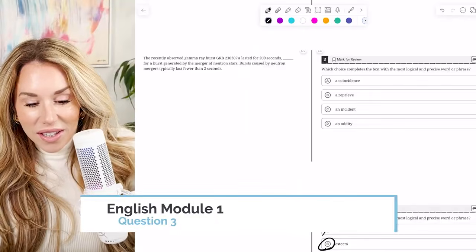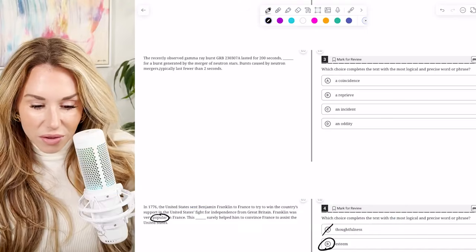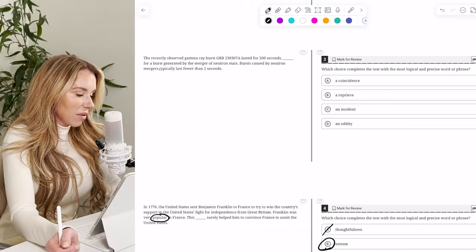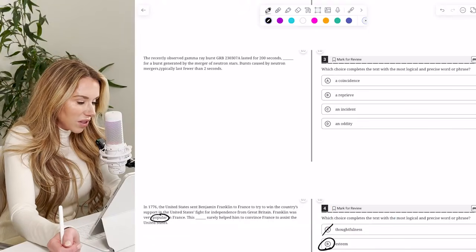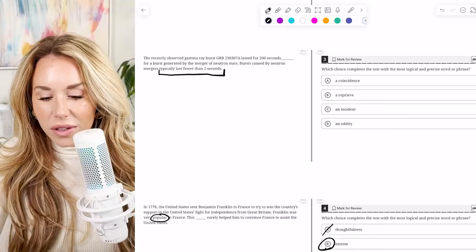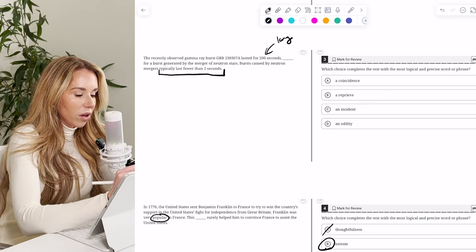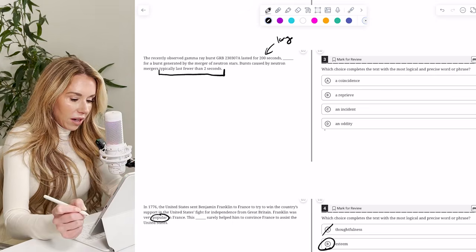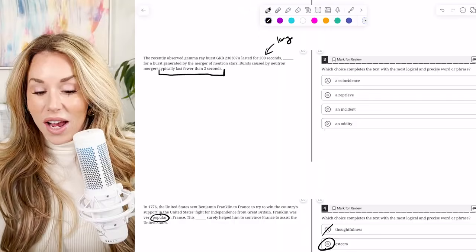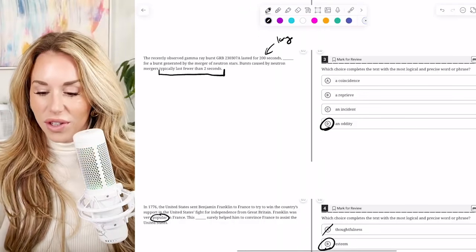All right, the recently observed gamma ray burst lasted for 200 seconds. Blank for a burst generated by the merger of neutron stars. Bursts caused by neutron mergers typically last fewer than 2 seconds. So this is extremely long. So I want to find a word that means like longer in the blank. So, okay, it's an oddity. It's weird because they typically only last for 2 seconds.